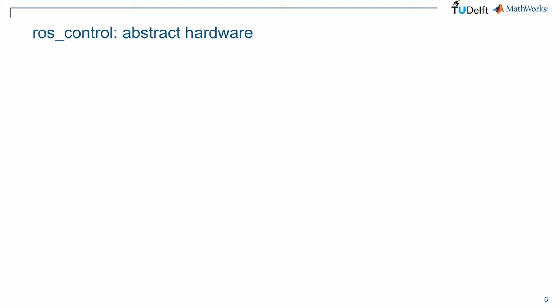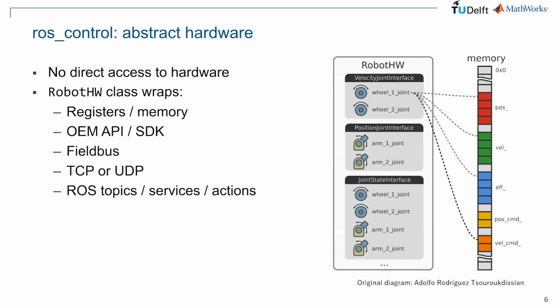Yes. Okay. So as I said, there's two parts of ROS control. On the one side, there's abstracted hardware. On the other side, there's the controllers. I'm going to talk a little bit about the abstract hardware interfaces. And as I said, nothing actually talks directly to the hardware. What you do in ROS control is you implement something called a robot hardware class. And when people talk about a ROS control hardware interface, this is typically what they mean.